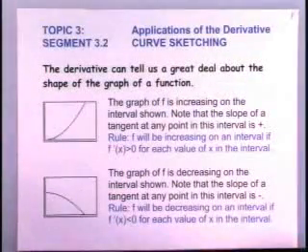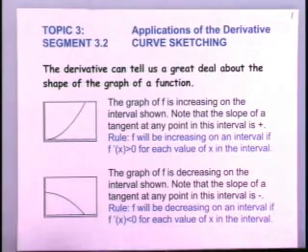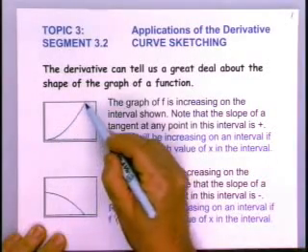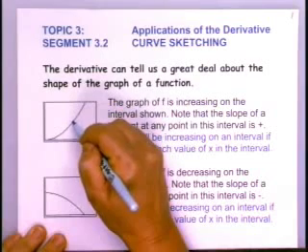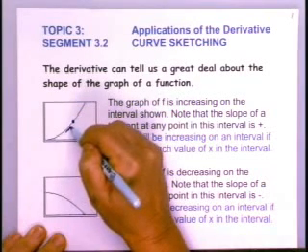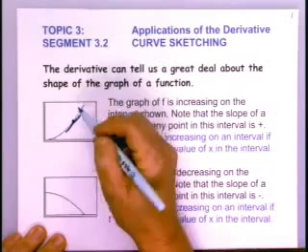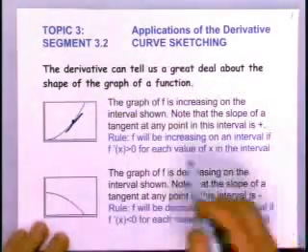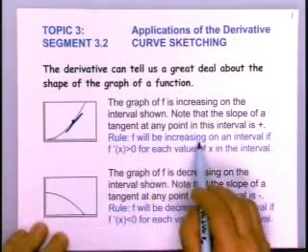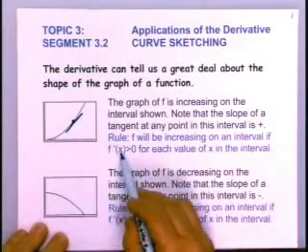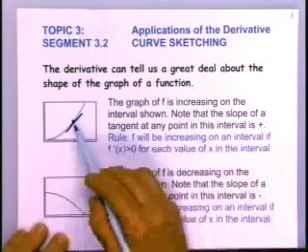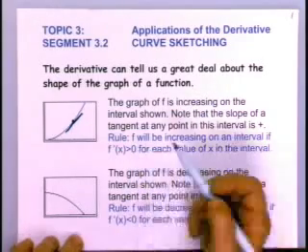The derivative can tell us a great deal about the shape of the graph of a function. Notice that over this interval, this graph is increasing. If I select a point on the interval and draw a tangent line to the graph at that point, observe that this line has positive slope. Therefore, we have the rule that a function will be increasing on an interval if the derivative is positive for each value of x in the interval. If the slope is positive, the derivative is positive.